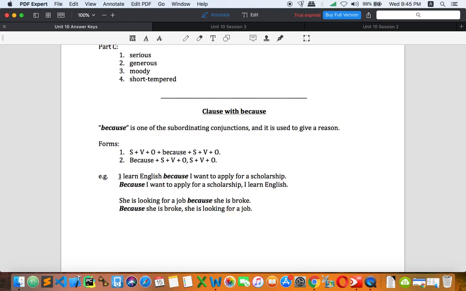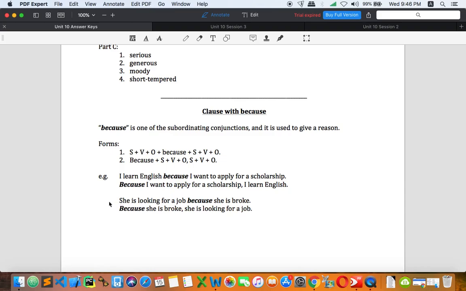So let's take a look at these two pairs of examples. First one, I learn English because I want to apply for a scholarship. Or you can say, because I want to apply for a scholarship, I learn English. So you have two different ways to say it. You can use because in the middle, or you can use it at the beginning.